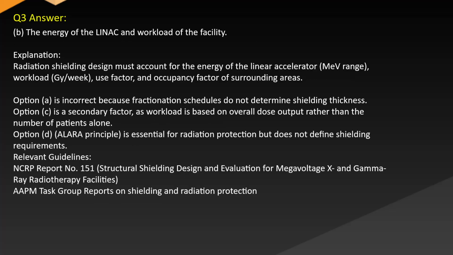Answer: B. The energy of the LINAC and workload of the facility. Explanation: radiation shielding design must account for the energy of the linear accelerator, MV range, workload, use factor, and occupancy factor of surrounding areas. Option A is incorrect because fractionation schedules do not determine shielding thickness. Option C is a secondary factor, as workload is based on overall dose output rather than the number of patients alone. Option D, ALARA principle, is essential for radiation protection but does not define shielding requirements.